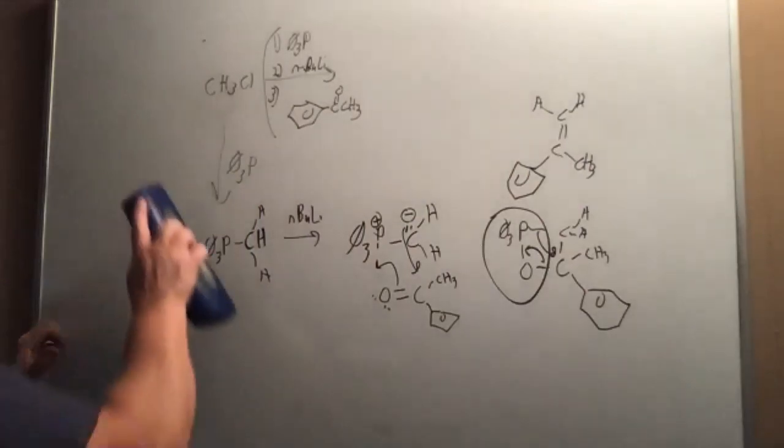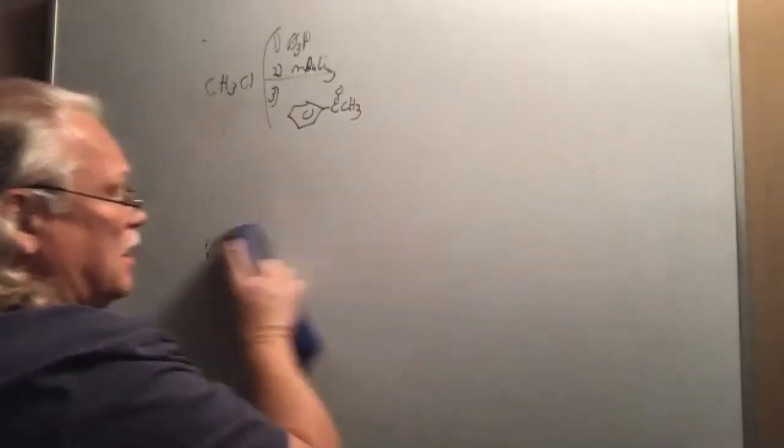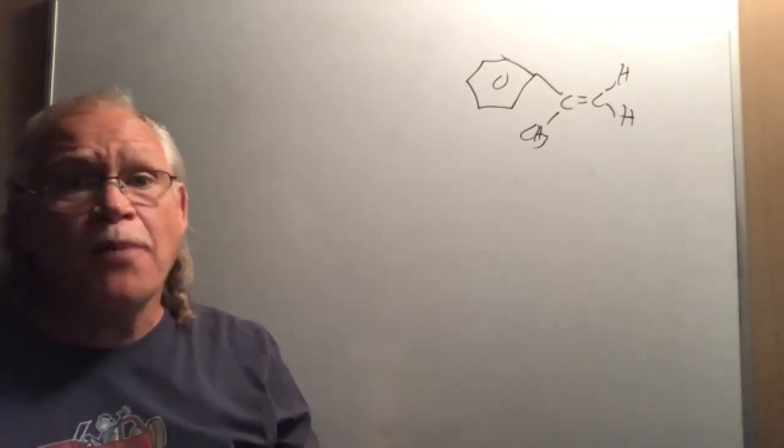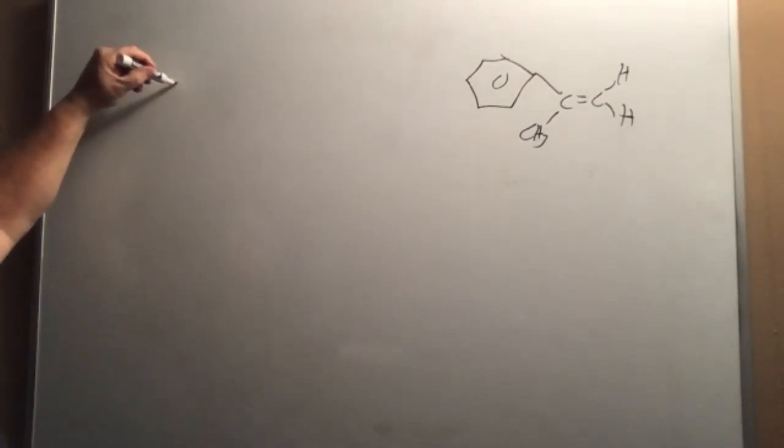Now, if I do this the other way, and I just asked you this question, using the Wittig reaction, let's make this compound. So this is the other way I can give you this question on the test. How do you make that compound using the Wittig reaction? Okay, there's two options. Now notice the two options.